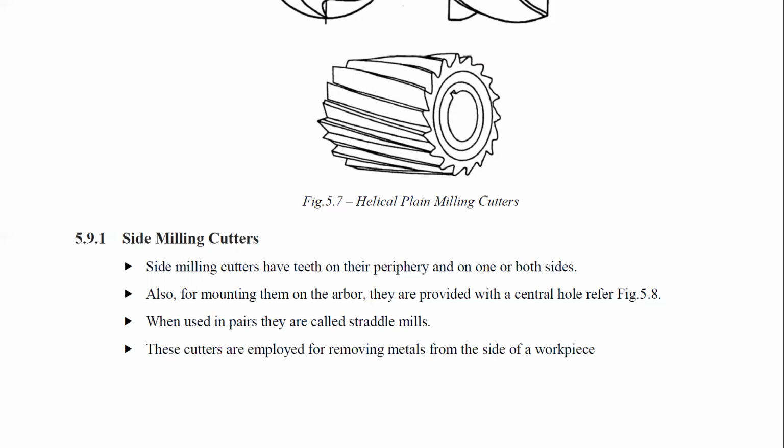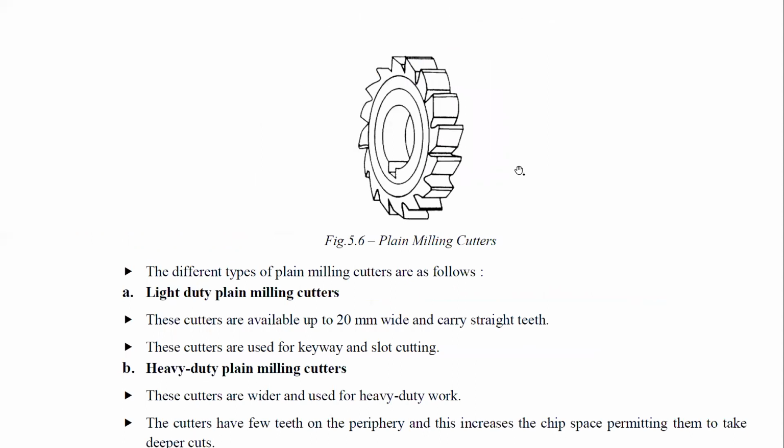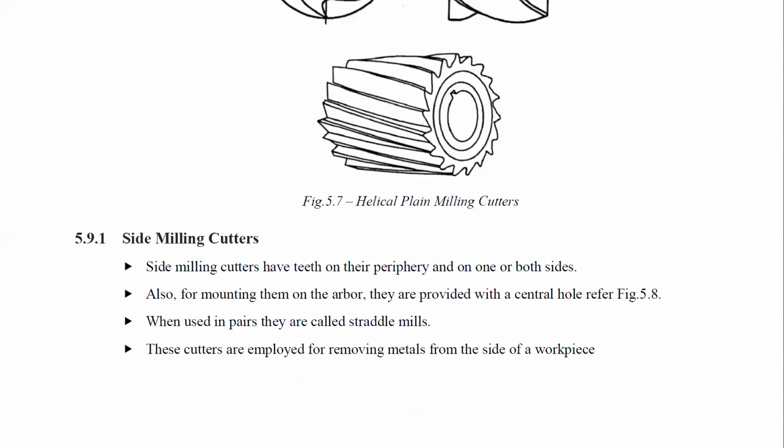For mounting them on an arbor, they are provided with a center hole. As you can see, the side milling cutter has a center hole, and it has teeth on its periphery and on one or both of the sides. When used in pair, they are called a straddle mill.